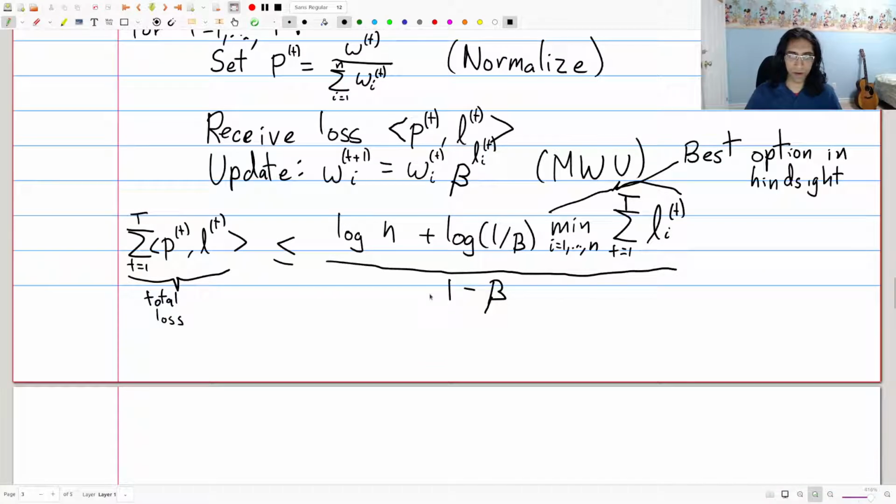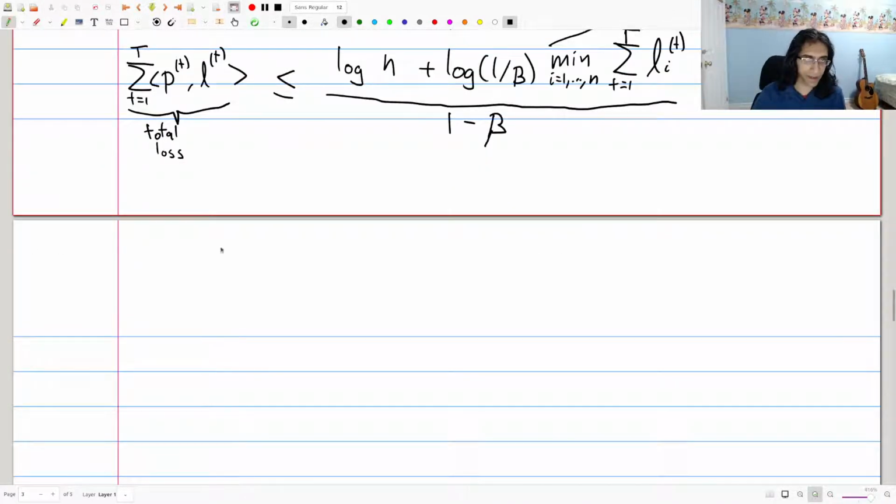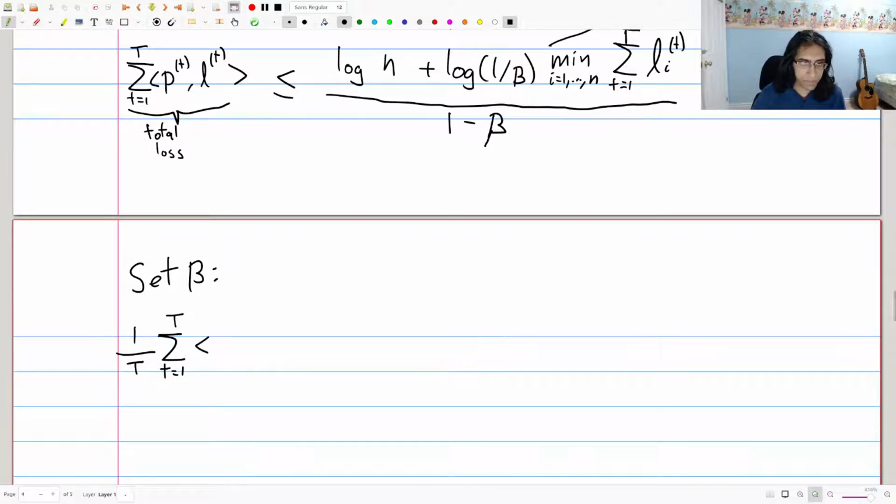Let me note that there's a right choice of beta. If you choose beta here to balance these terms appropriately, then you can get something like the following. So let me set beta, and then we'll get the following. We're going to normalize by capital T, for the sake of comparison. So again, this here is our total loss, but by normalizing, this is our average loss, where this is the average over the different rounds.